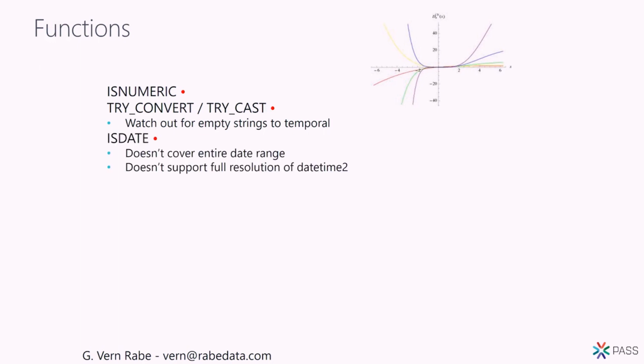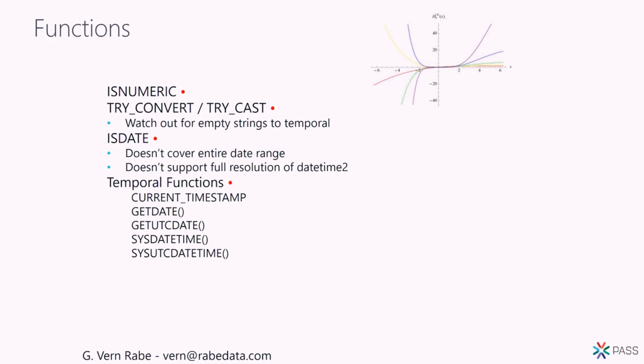IsDate is not as bad as IsNumeric, but it has similar problems having to do with the fact that it's a datetime, not a datetime2 function. So avoid that. Again, TRY_CAST or TRY_CONVERT is the better choice.